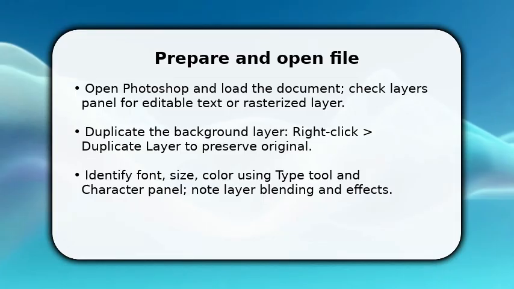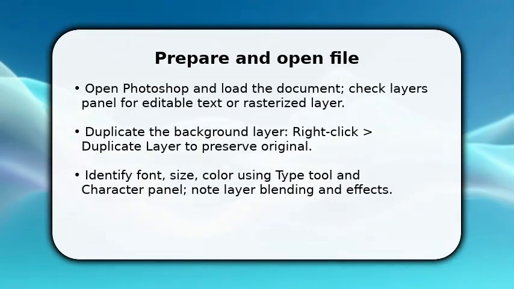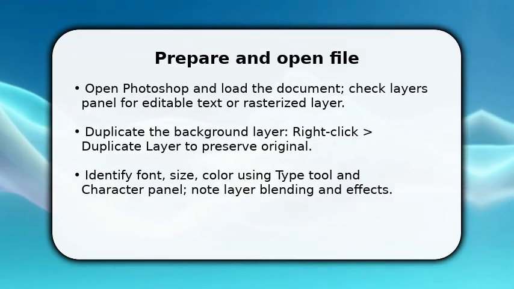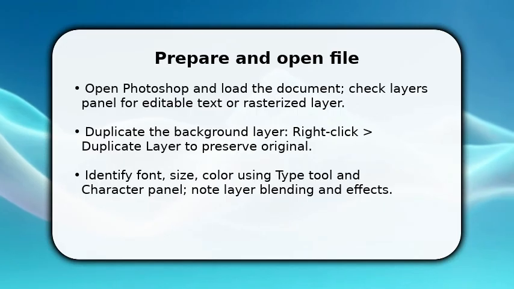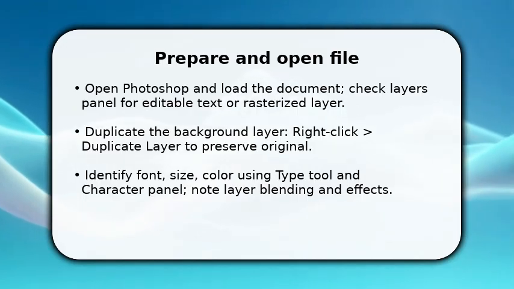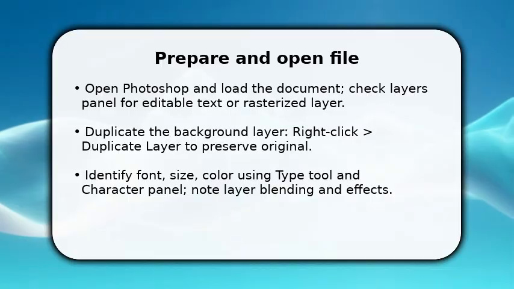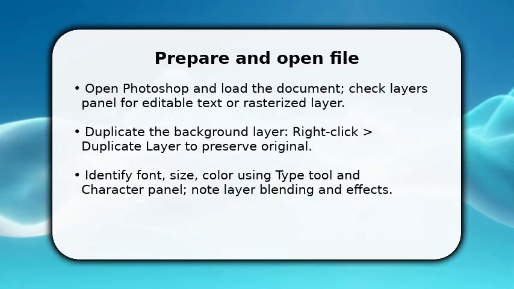You start by opening the file and immediately protecting the original. Duplicate the background layer so you can revert if needed. Next, inspect the Layers panel to see if text is live or rasterized. Live text lets you edit directly with the Type tool. Make note of font family, size, color, and any layer effects because you'll want consistency.